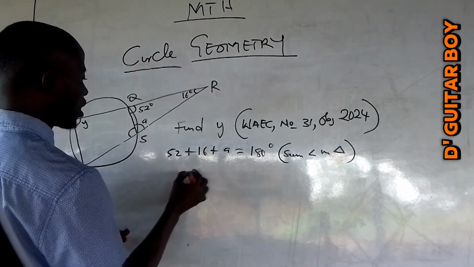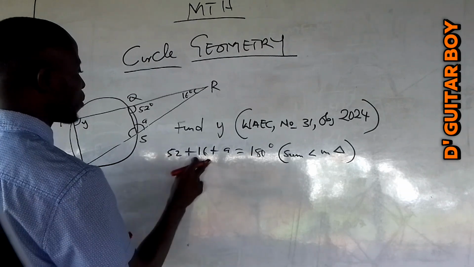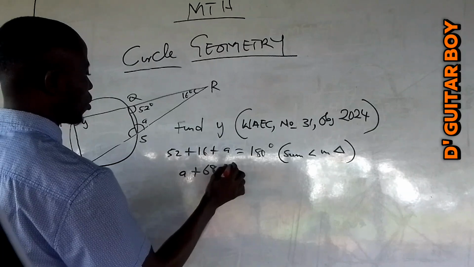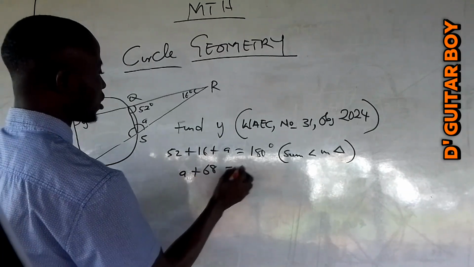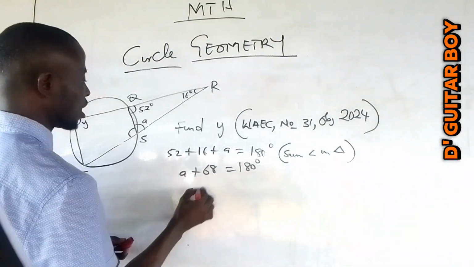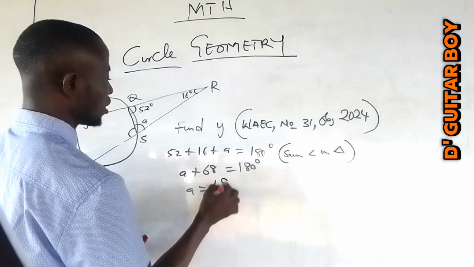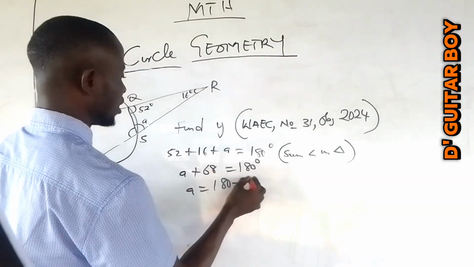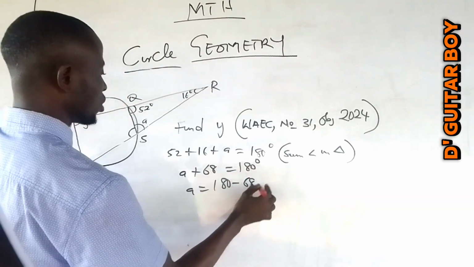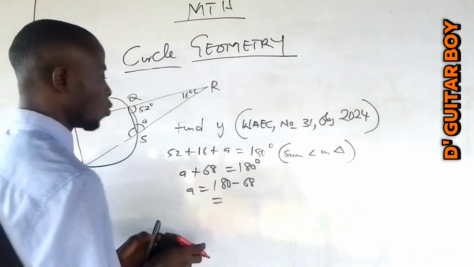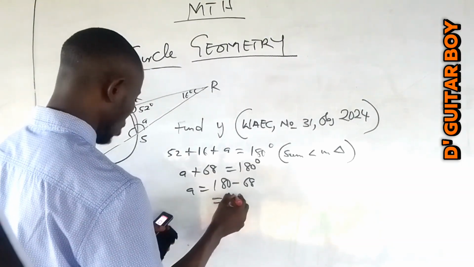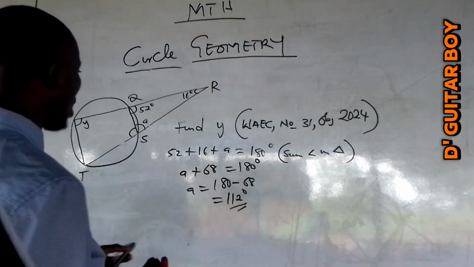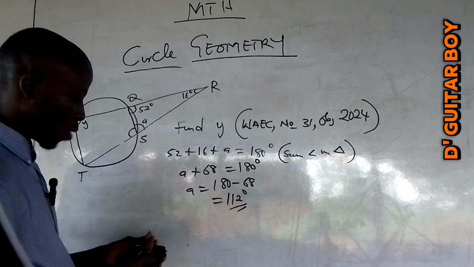From there, you can say 52 plus 16 is 68, so 68 plus A is equal to 180 degrees. Then A is equal to 180 minus, when we move this one to this side, 68. 180 minus 68 will give us 112 degrees. So we already know here now that A is equal to 112 degrees.